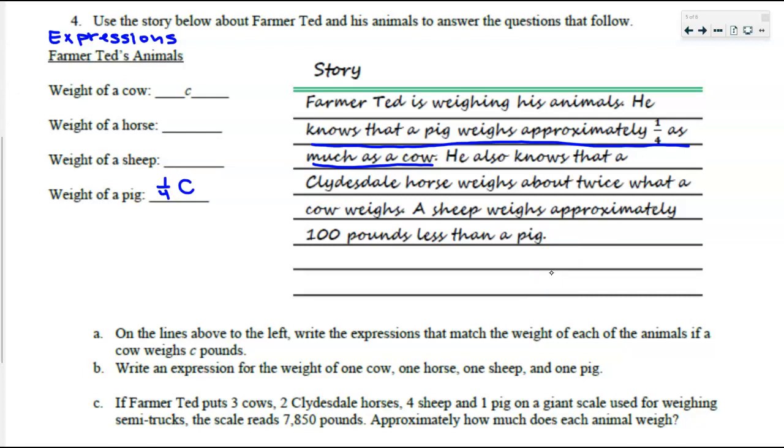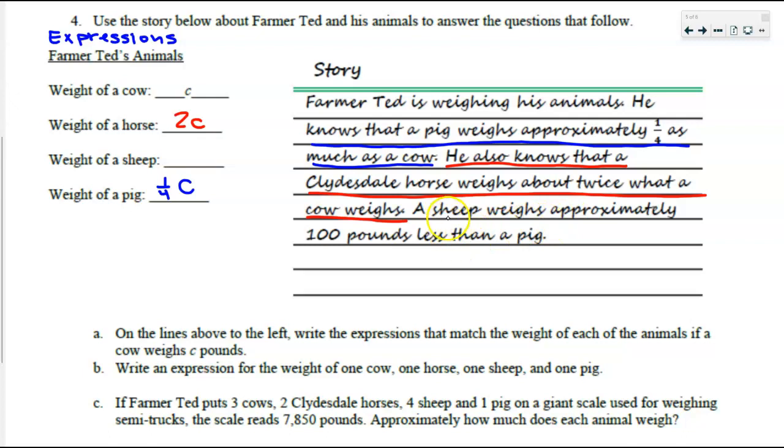Okay. A horse. A Clydesdale horse. Not just any horse, but specifically a Clydesdale horse. A Clydesdale horse weighs about twice what a cow weighs. What am I going to use to represent that, McKaylee? 2C. 2 times as much as a cow.